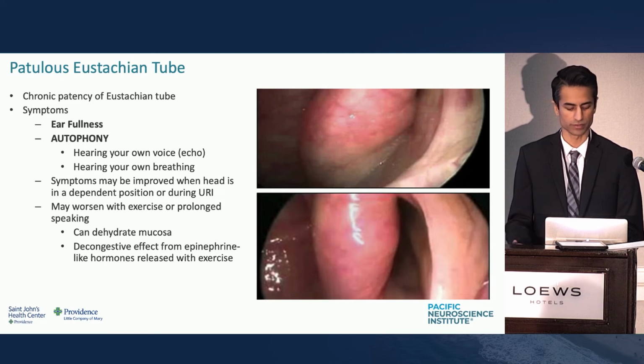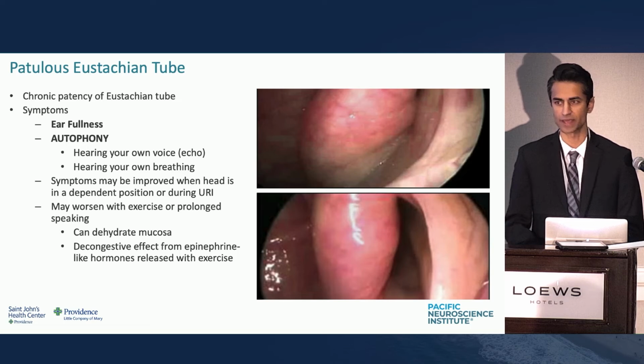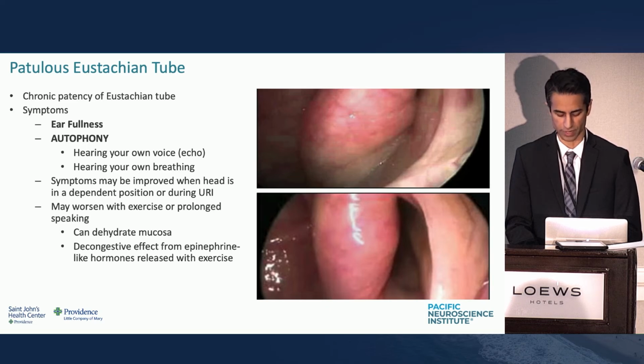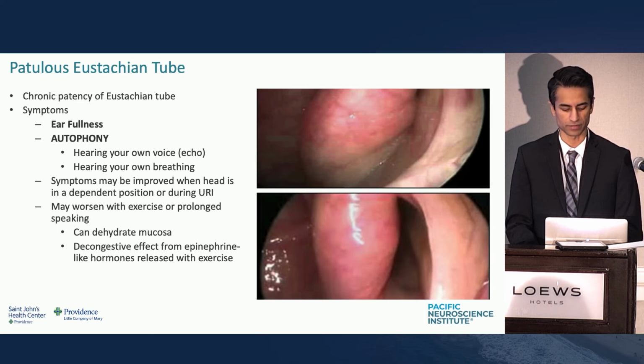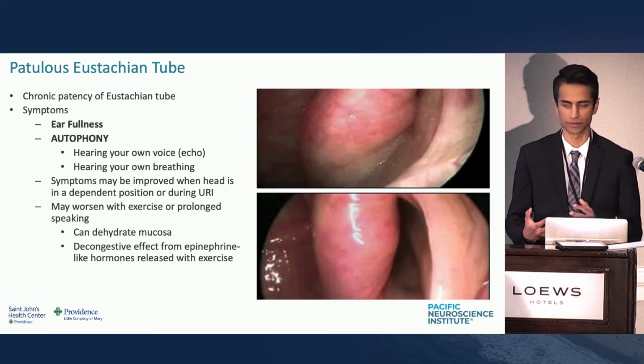It may worsen with exercise or prolonged speaking. Both of these things can dehydrate the mucosa, and then there's a decongestive effect from the epinephrine-like hormones released with exercise. So sometimes I'll ask them, is it worse when you're exercising? A lot of them will say, yeah, I feel it only at the gym when I'm working out or when I'm running.